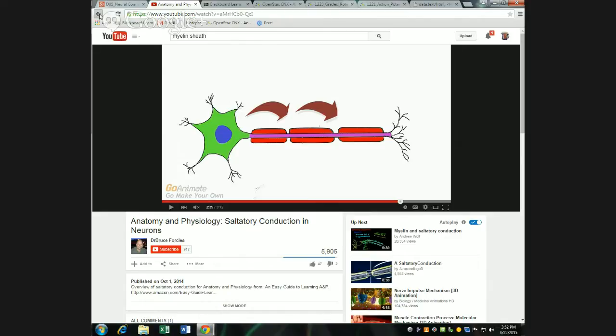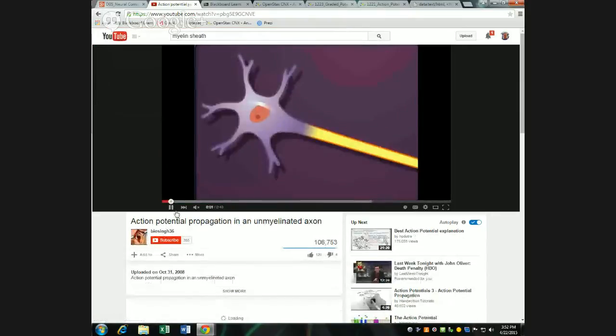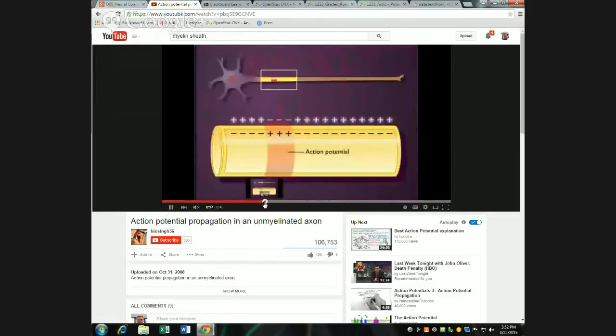Think about, let me go back to this one here. In a myelinated axon, think about each little spot where you see the red band where the action potential is, that's a node. And so it goes from one node to the next. And we don't have myelin in this picture, but it's as if there's myelin between the two spots there. So it's jumping from one spot to the next when it's myelinated. It travels much faster that way.